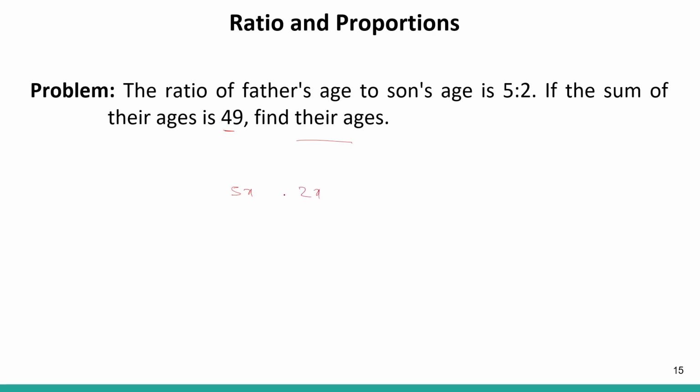So their sum of the ages is 49. So this is equal to what? 7x. So 7x is equal to 49 is given to us. So how can we find out x? So x is equal to 49 by 7 is equal to 7. So father's age is equal to 5x, that is 7 into 5 is equal to 35. And son's age is equal to what? 2x is equal to 7 into 2, that is equal to 14.